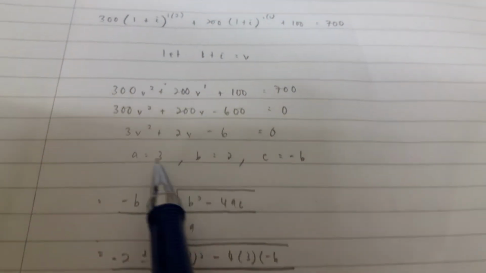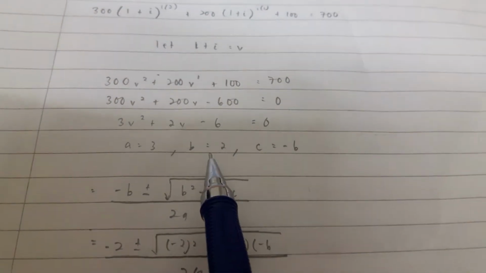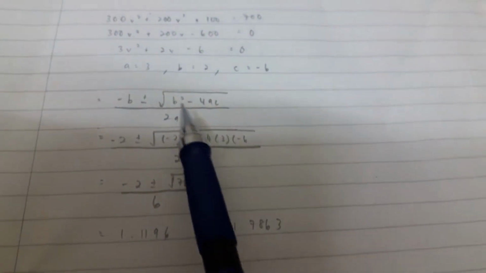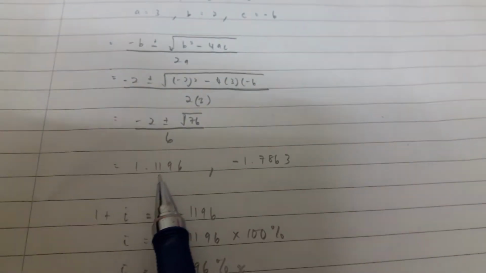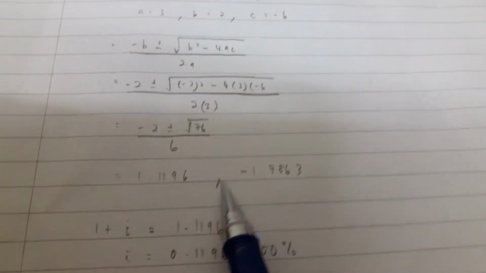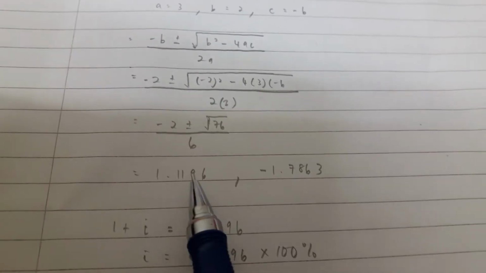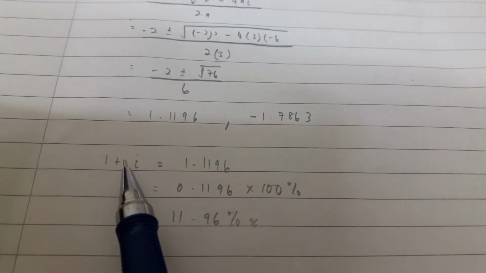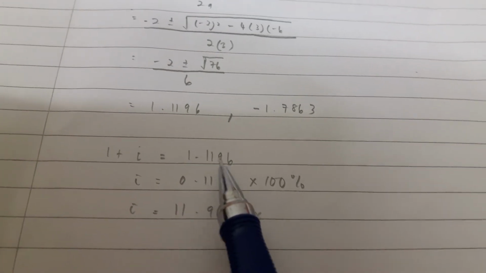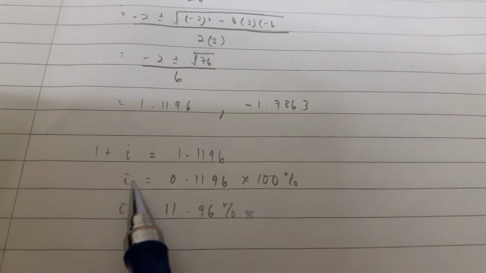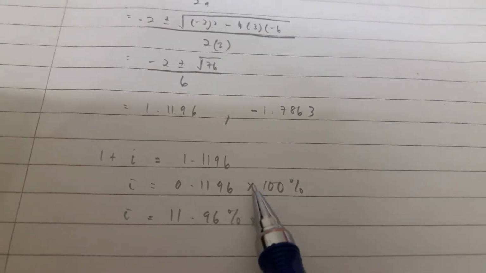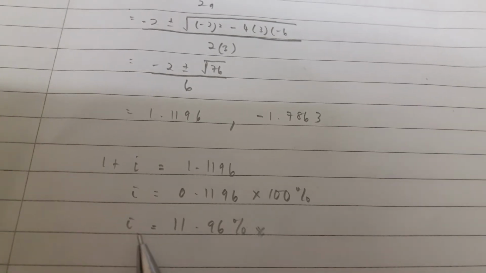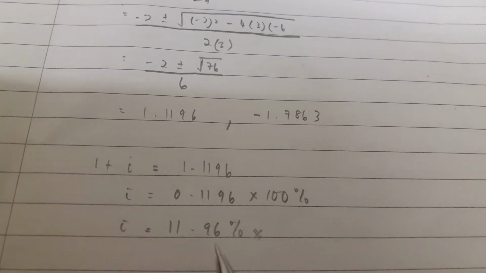Then we'll calculate, we'll get a equals 3, b equals 2, c equals negative 6. And by that we'll get 1.1196 and negative 1.7863. We'll take the positive value and we'll insert it into this. 1 plus i equals 1.1196, and the interest will be 0.1196, and we'll have to multiply it by 100% to get the interest rate of 11.96%.